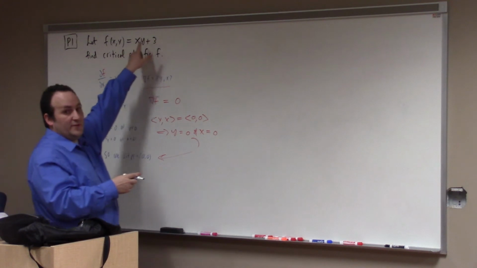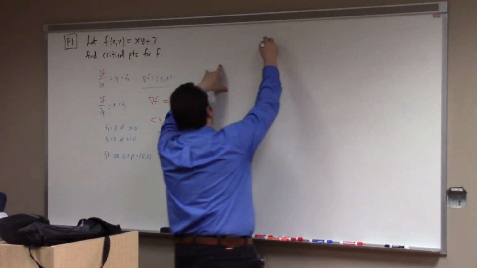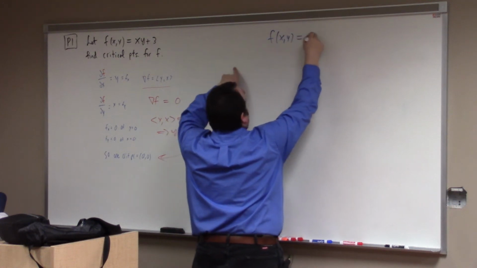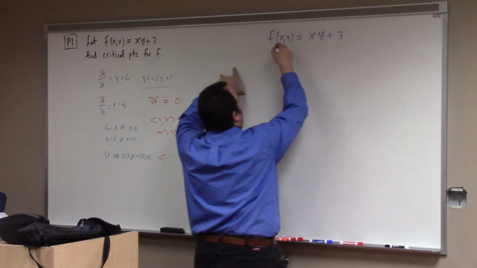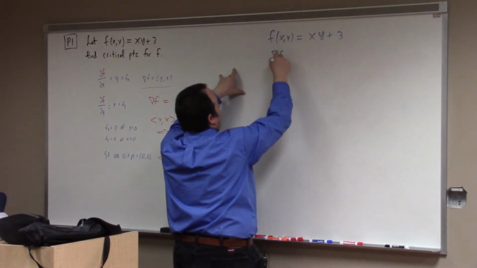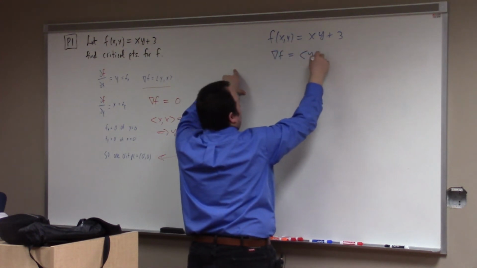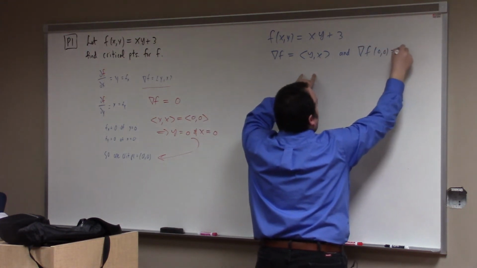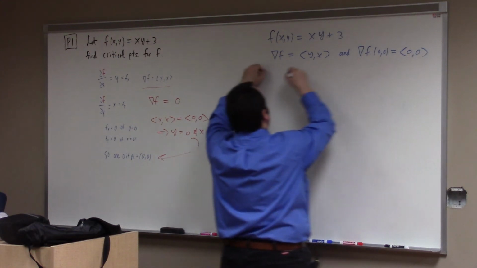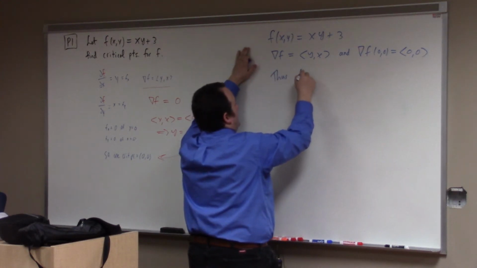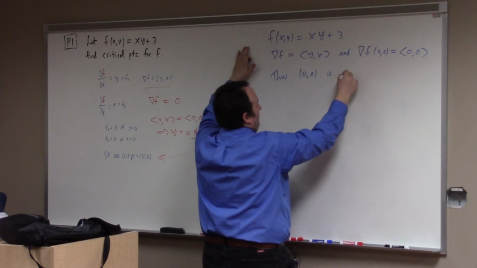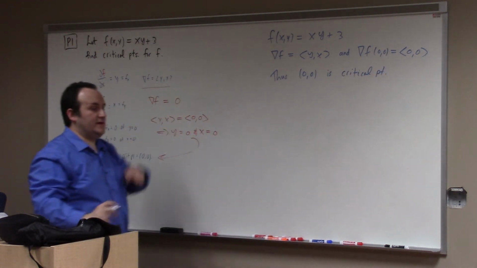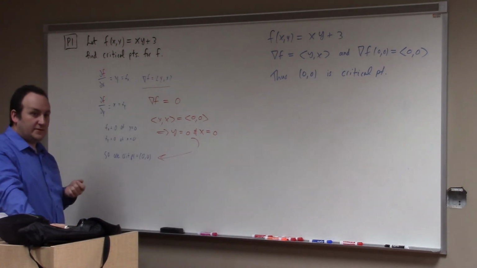But here we also have the second derivative test, right? So let's see here. We've got f of x,y equal to xy plus 3. We just figured out already that the gradient of f was (y, x). And we noticed that the gradient of f at (0,0) was (0,0). So thus (0,0) is a critical point. So what's the nature of the critical point? Is it a min? Is it a max? Is it neither?